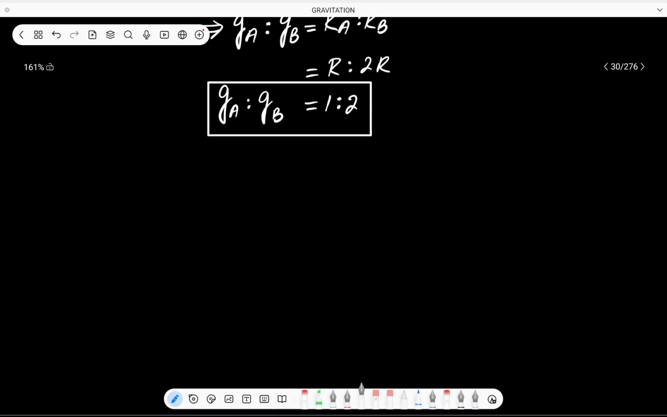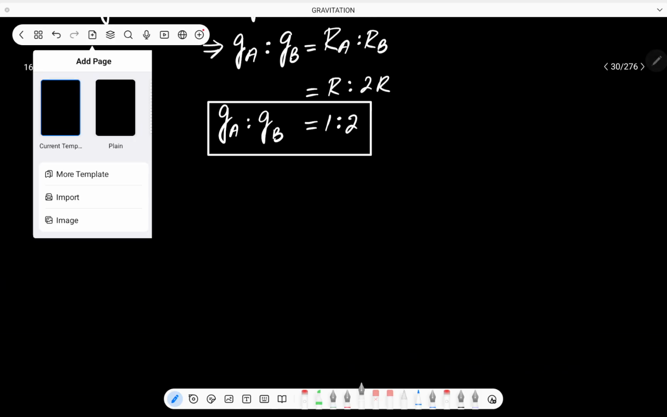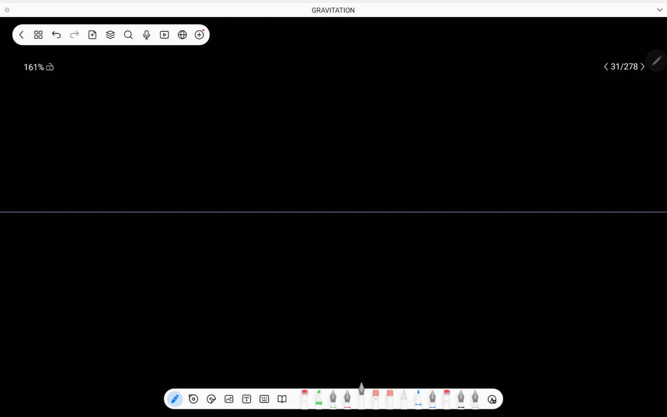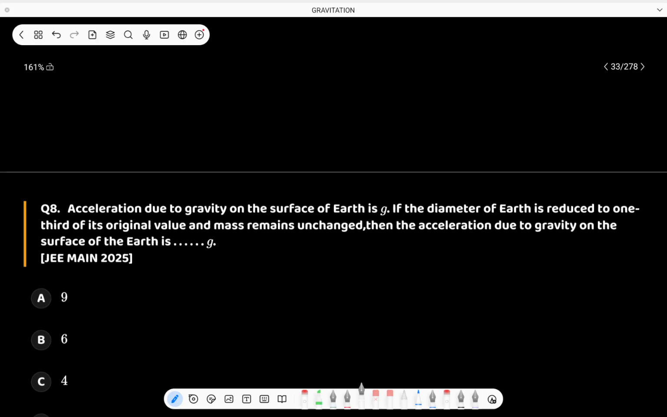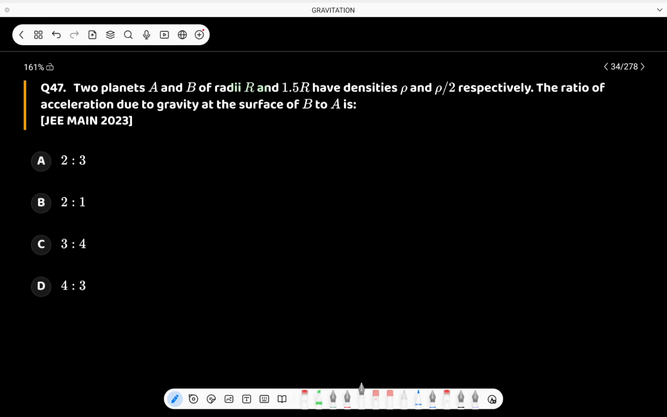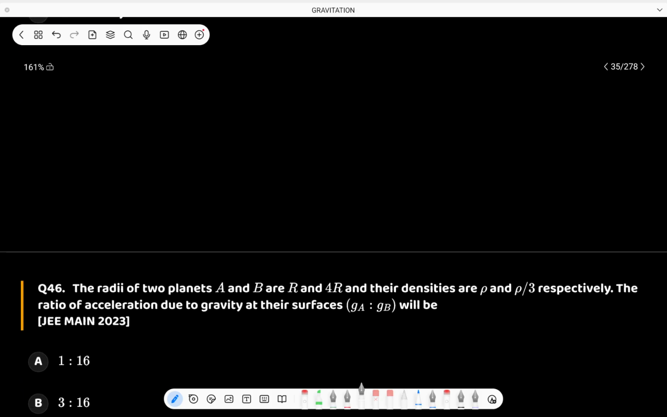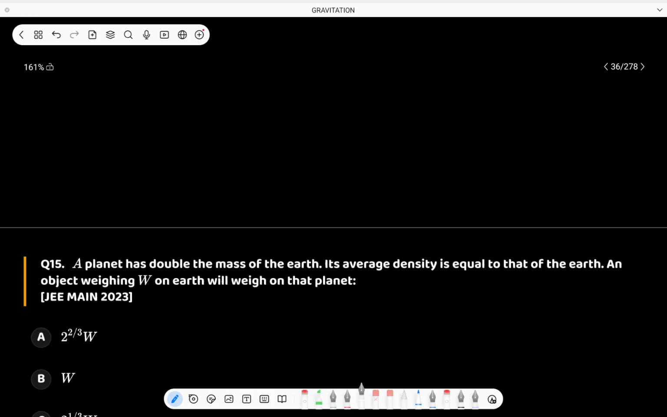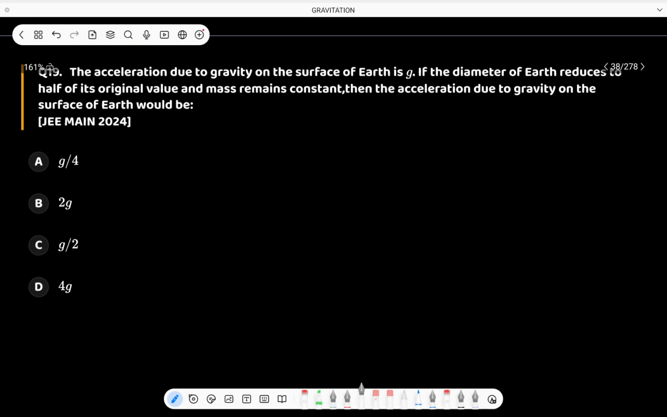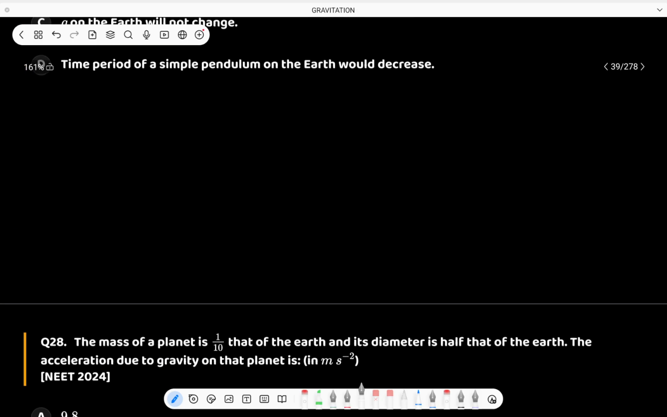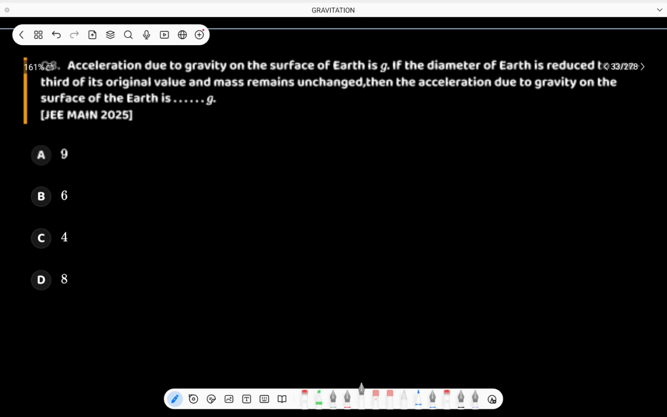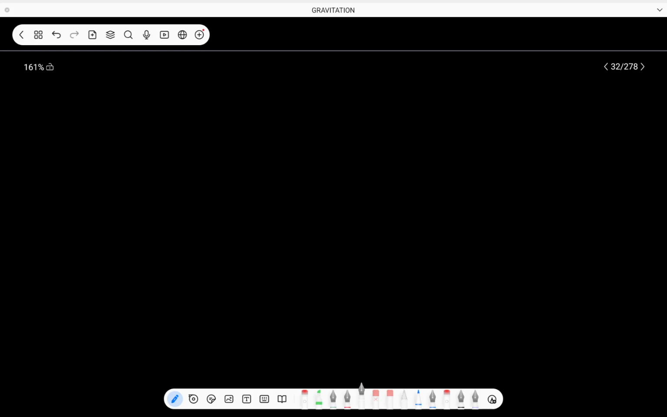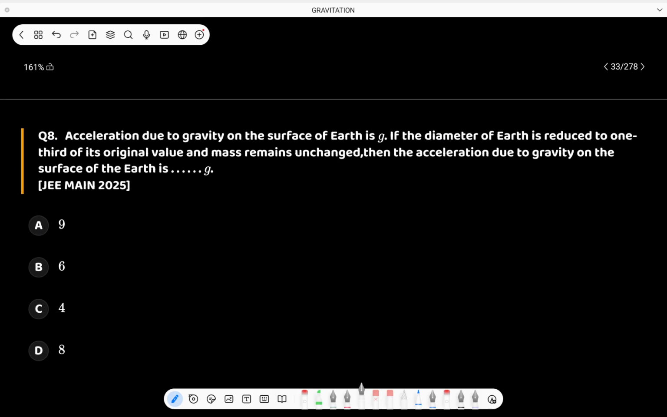Okay, let's switch to another subtopic here, and that subtopic is variation of acceleration due to gravity. Wait a moment, let's do some PYQs first before switching to another subtopic. हम यहाँ पे कुछ questions कर लेते हैं. After that we'll be doing variation of acceleration due to gravity. Okay, so let's try to do these examples first and foremost.